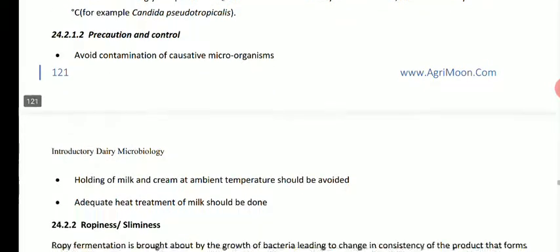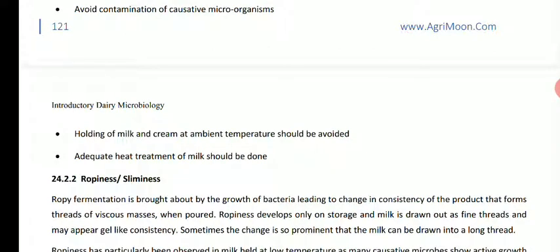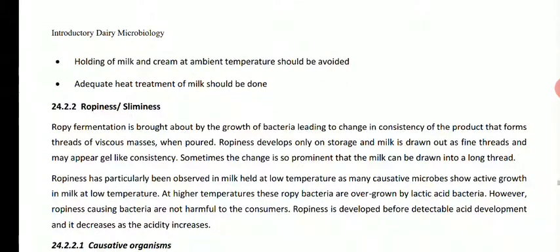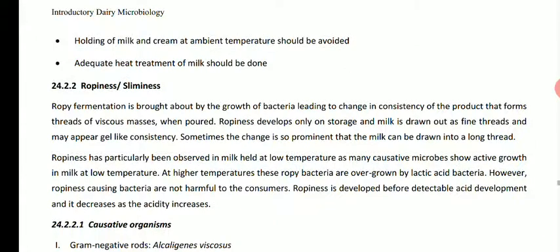Okay. Then holding of milk and cream at ambient temperatures should be avoided. Okay. Then adequate heat treatment of milk should be done. Okay. So basically the pasteurization process is carried out in any kind of milk product or its processing. So it is very important as far as milk and milk products are concerned.